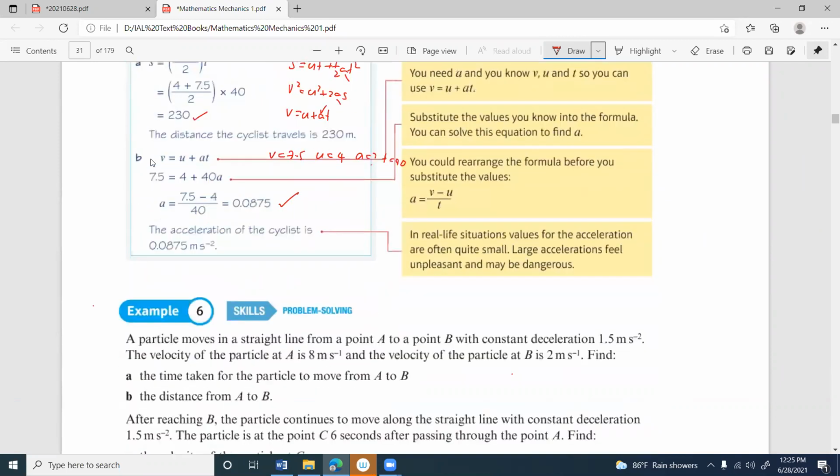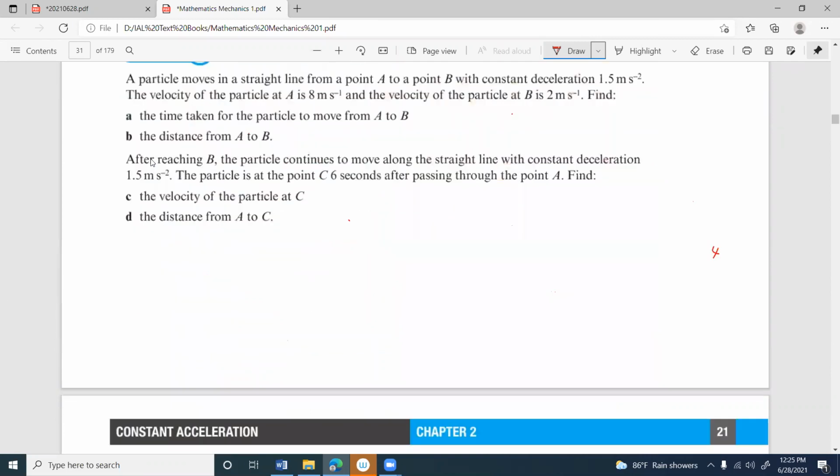Right. We'll come up to this question today. A particle moves in a straight line from point A to point B with a constant deceleration of 1.5. I'll just draw a small diagram from A to B. So I can mark a as minus 1.5. Why is it minus? Because it's a deceleration. The velocity at A is 8, so u is 8. And the velocity of the particle at B is 2, so v equals 2.